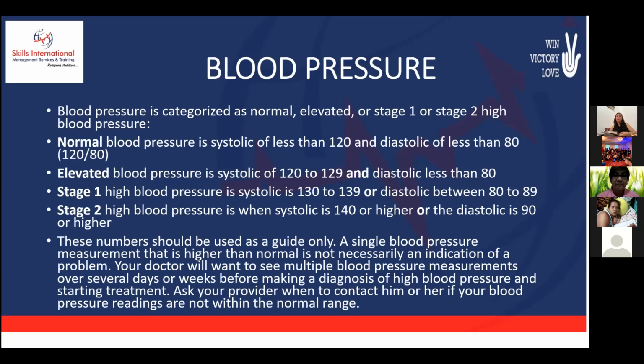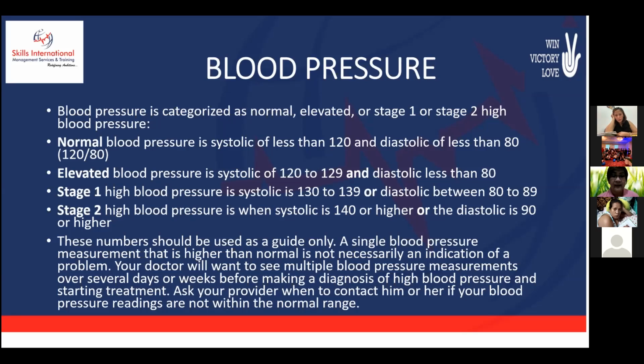Ang normal blood pressure natin is systolic of less than 120 and diastolic of less than 80. So, ito yung makukuha nating pressure pag normal yung pasyente. So, systolic, yung mataas is 120 and the diastolic, yung mababa is 80. Elevated blood pressure is systolic of 120 to 129 and diastolic of less than 80.